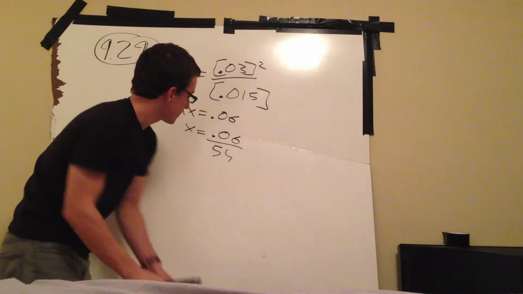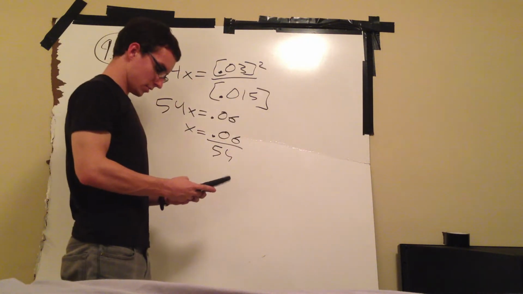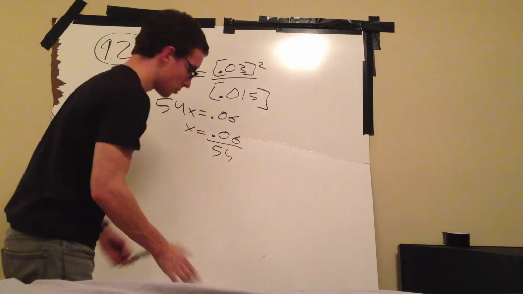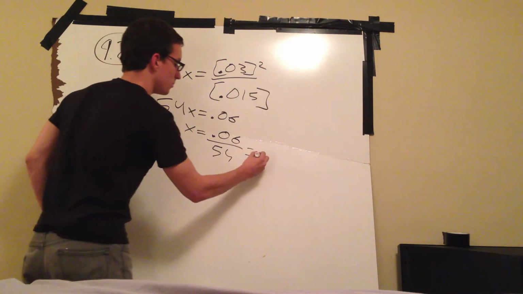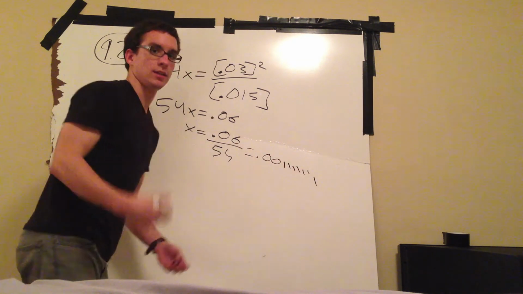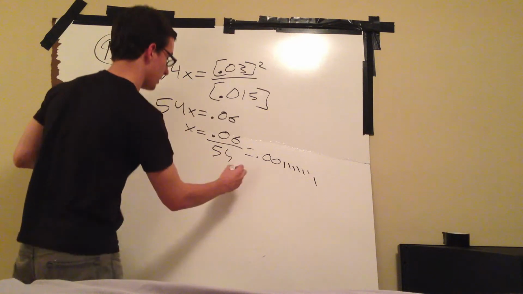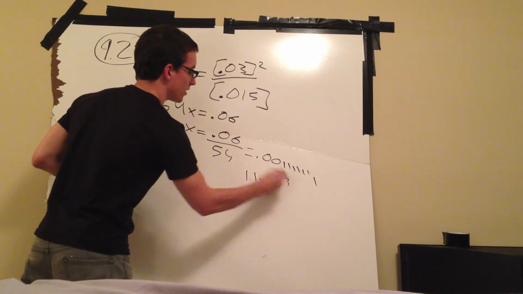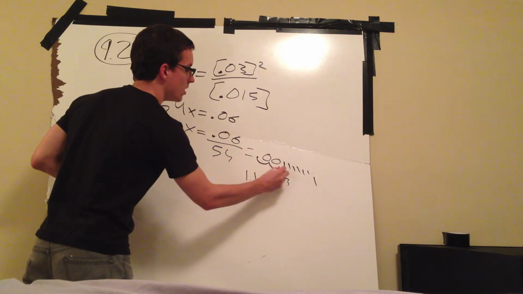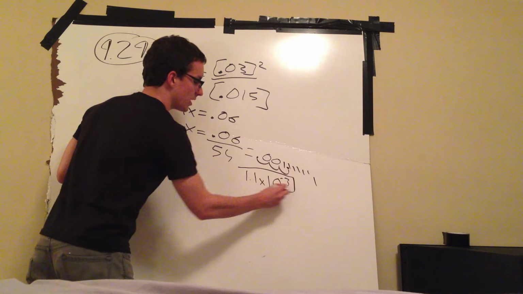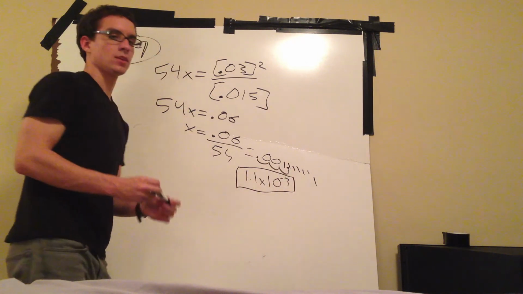So let's divide and get the concentration. 0.06 divided by 54 equals 0.001111. So this equals 0.00111111. Another way to write that, the proper scientific way, would be 1.1 times 10 to the negative third, because the decimal moves 1, 2, 3 places to hit a whole number, so it's the negative third. And that is the concentration of H2.